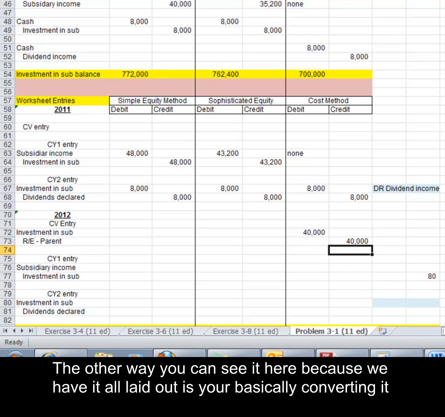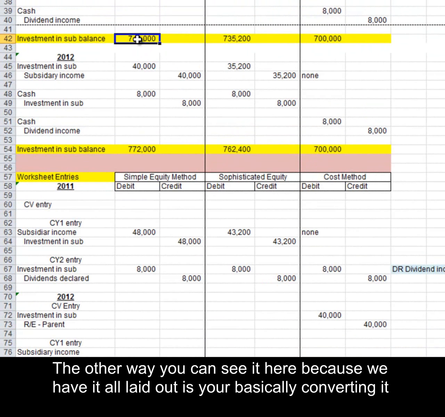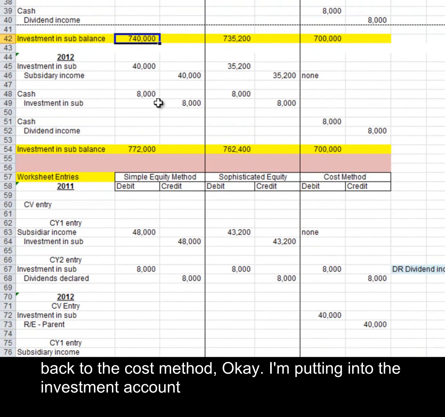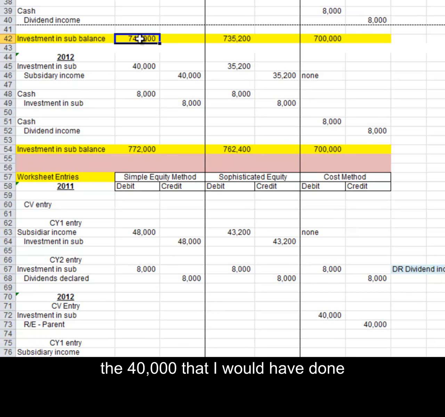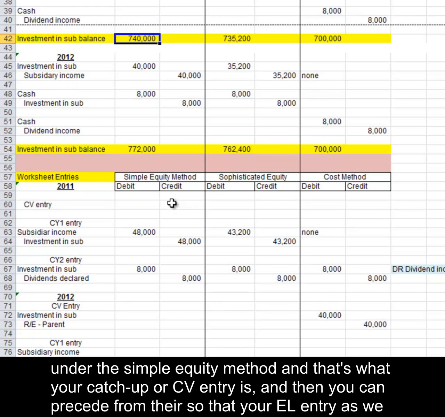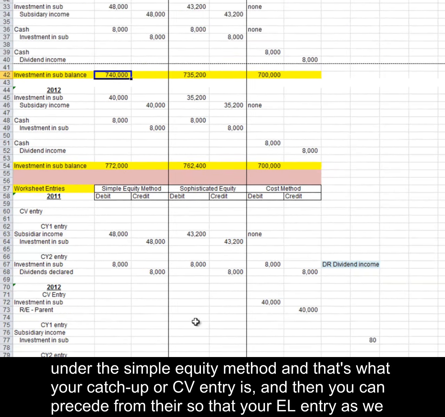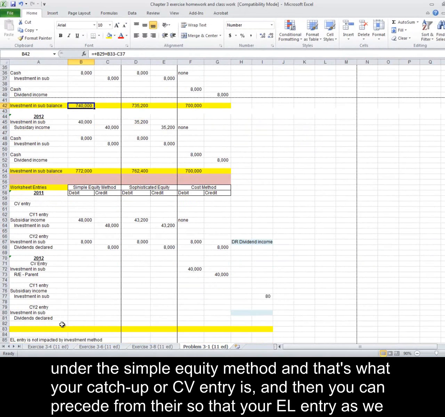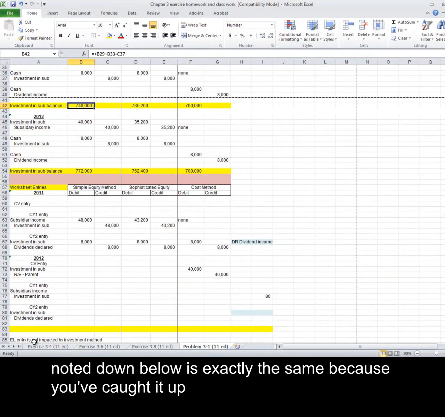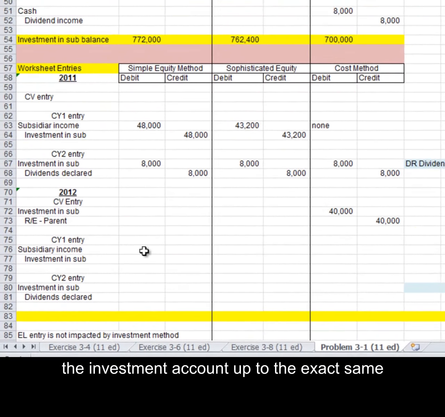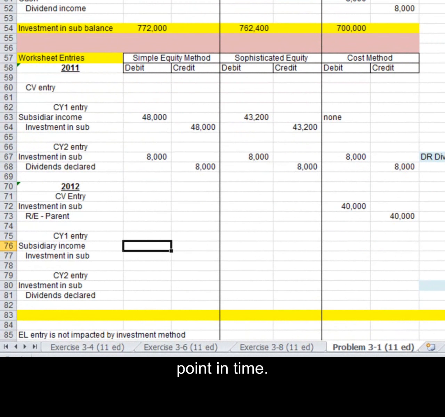The other way you can see it here, because we have it all laid out, is you're basically converting it back to the cost method. Okay, I'm putting into the investment account the $40,000 that I would have done under the simple equity method. And that's what your catch-up or CV entry is. And then you can proceed from there so that your EL entry, as we noted down below, is exactly the same because you've caught the investment account up to the exact same point in time. Our other eliminations then just mirror what we had up above.